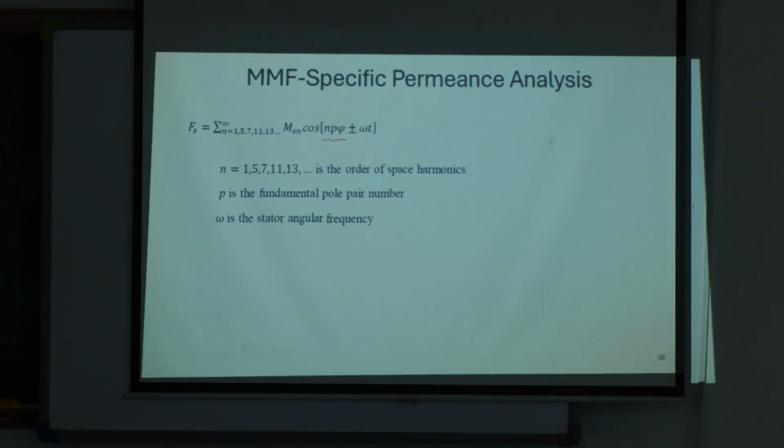Okay. And this is the fundamental pole pair, because for higher order harmonics we'll see a higher number of pole pairs. So that is the idea. And omega is the angular frequency, expressed in radians, not in hertz. So 2 pi times that, and this is the supply frequency.